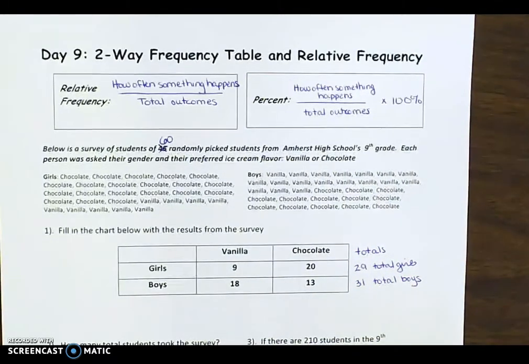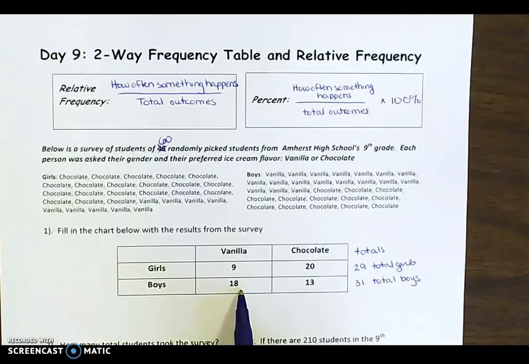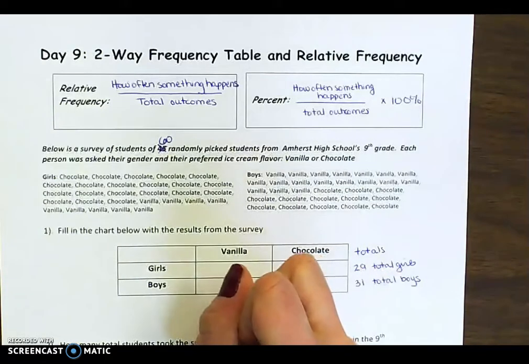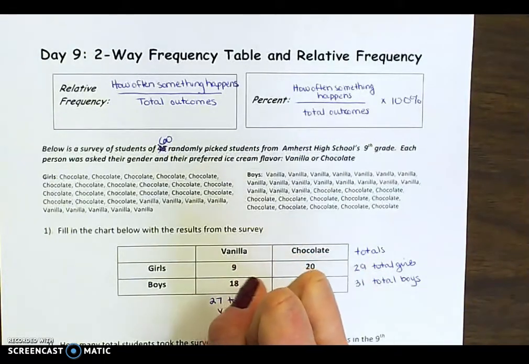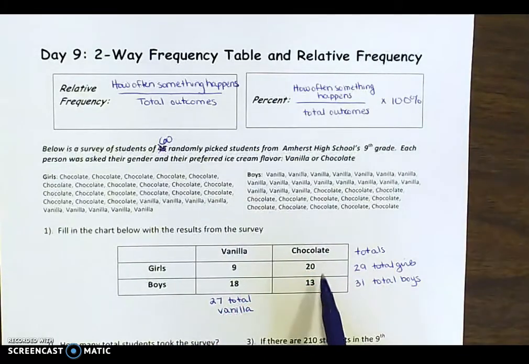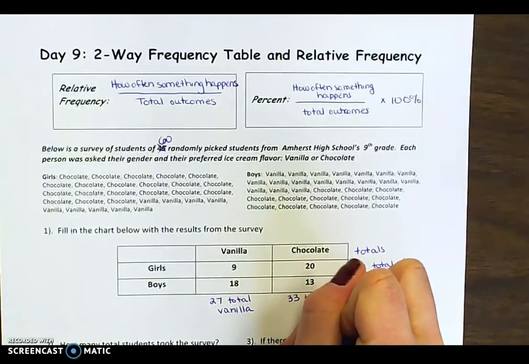Okay, now let's take a look at your totals going the other way. How many people totally picked vanilla? Well, for vanilla, there's 9 and 18, so there is 27 total people that chose vanilla. Okay, and then for chocolate, let's add up what's our total. So 20 and 13 means there are 33 total people that like chocolate.